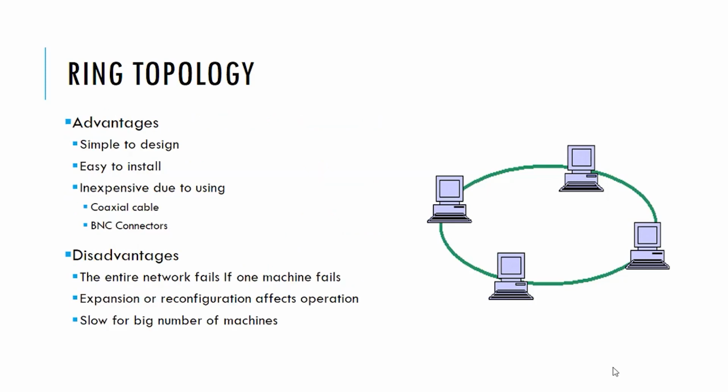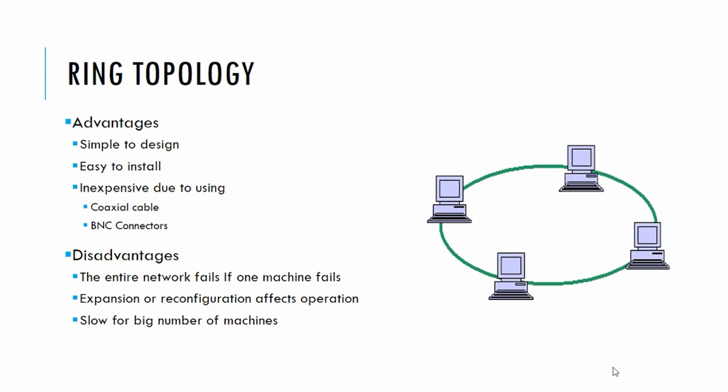The advantages of the ring topology are that it is simple to design and easy to install. It's very inexpensive due to using the coaxial cables and the BNC connectors. It looks like the bus topology in this side.